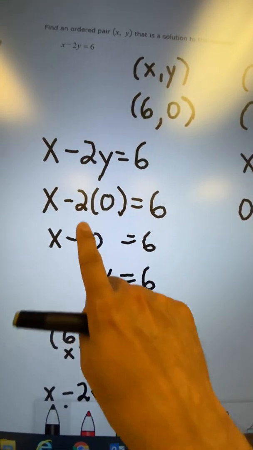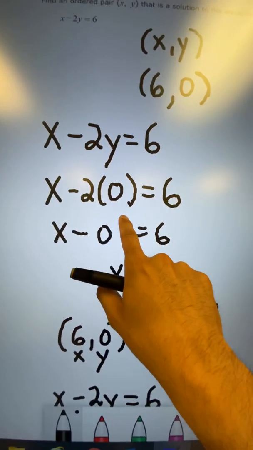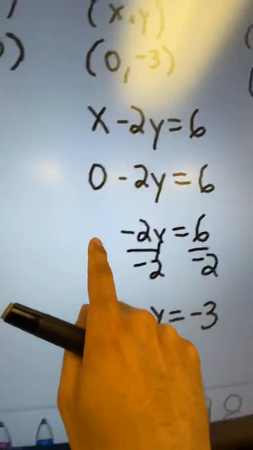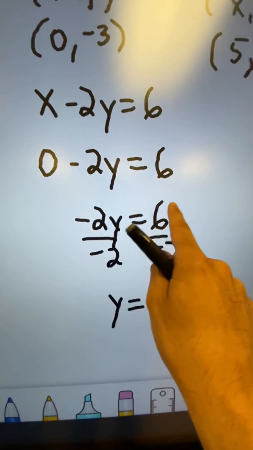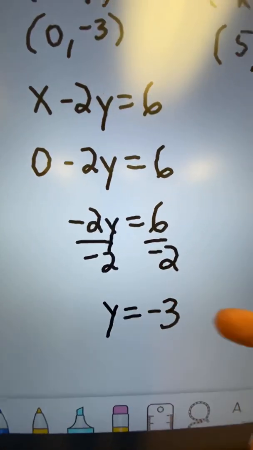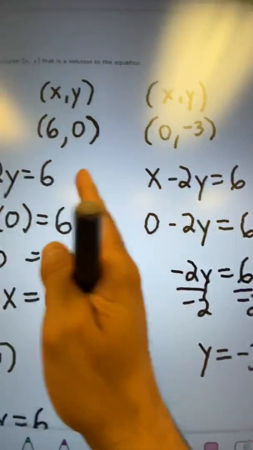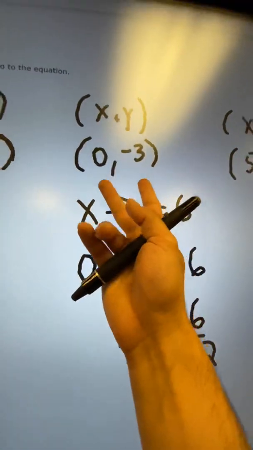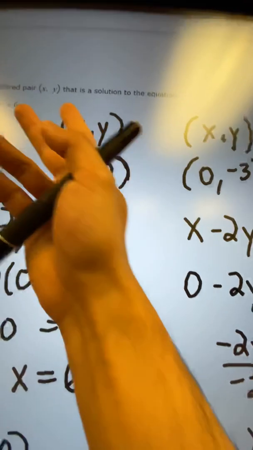And then, you can see here that by making y 0, I just had to simplify x minus 0. But by making x 0, I had to use the division property of equality, which ended up being a little bit more work. So depending on which one you make 0, it is going to give you different work. But even though the answers are different, they're still both solutions to that equation.